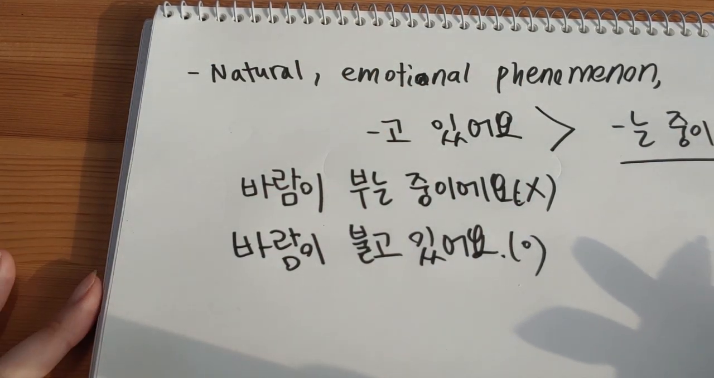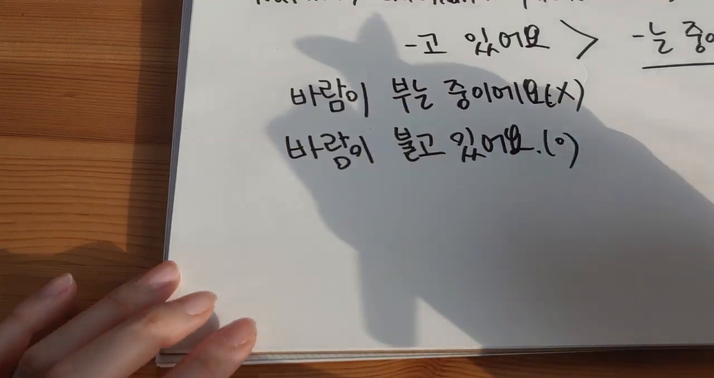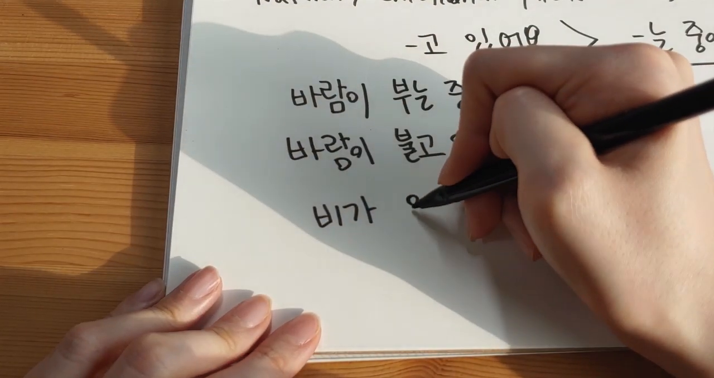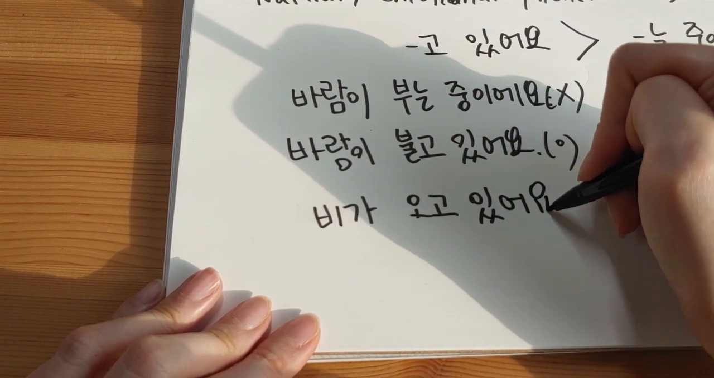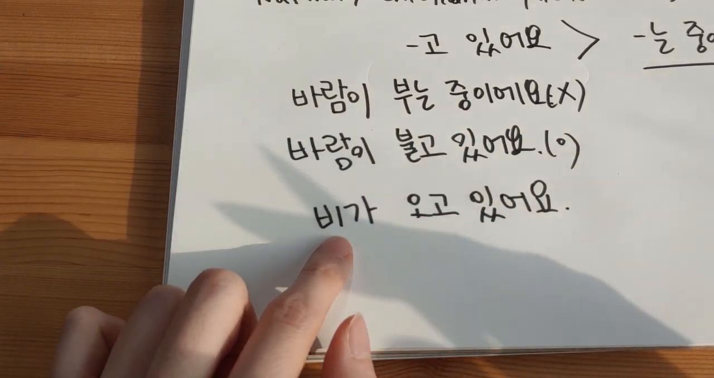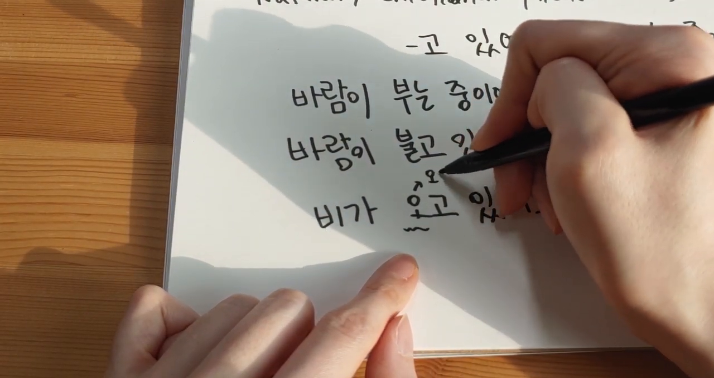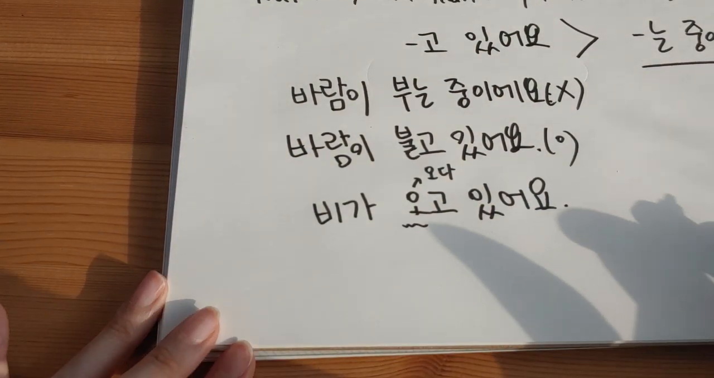So in this case, it's better to stick with 고 있어요 expression. And let's take one more example. So when we say it's raining in Korean, we usually say the rain is coming, right? So 오 here comes from the verb 오다, which means to come. So rain is coming, it's raining.